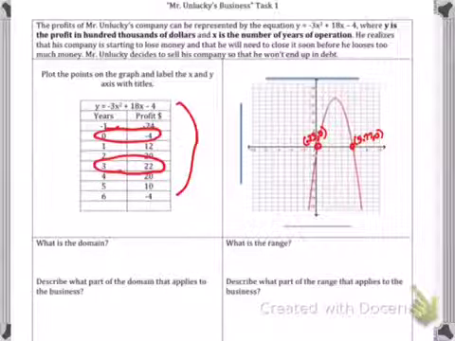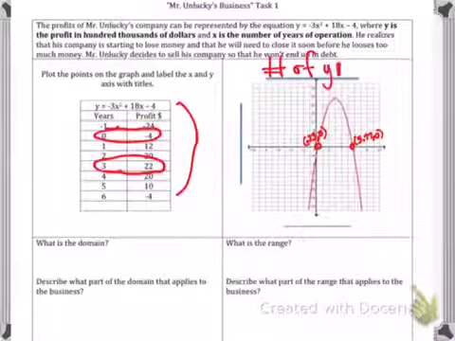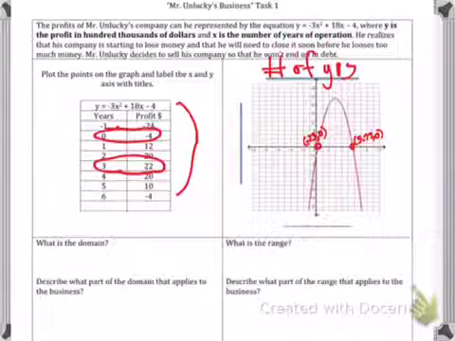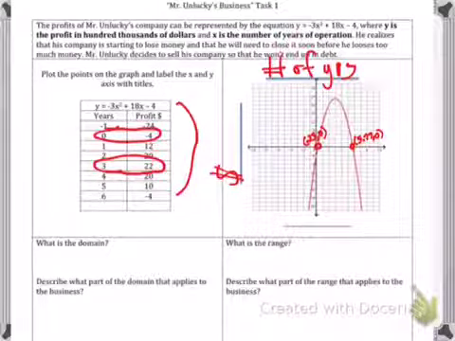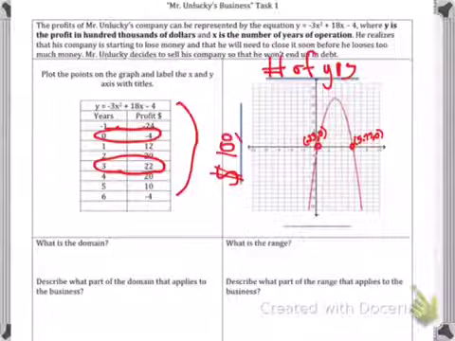So let's label this. We know that x is the number of years, and y is the profit in hundred thousands of dollars.